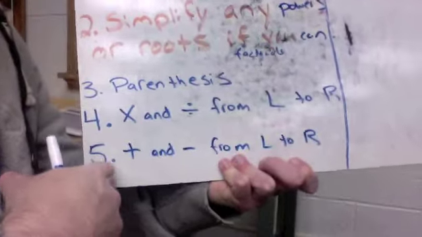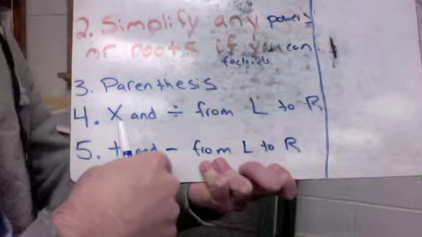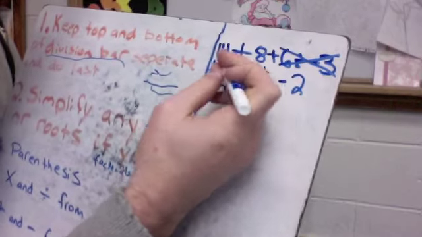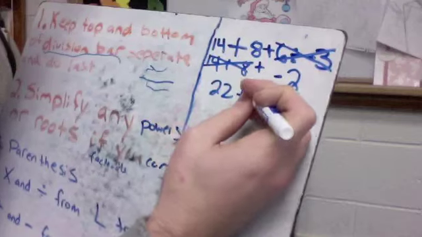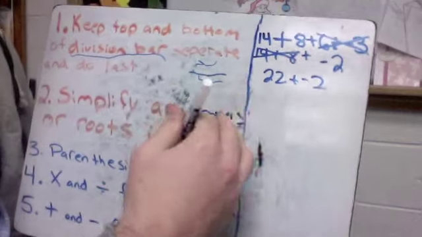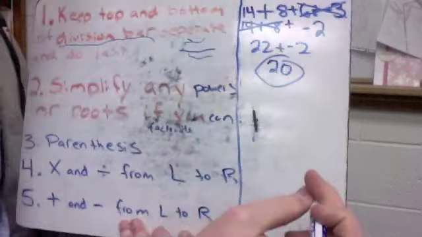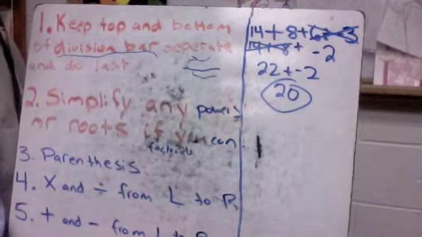Now, because we're on step 5, add, subtract, we just need to go from left to right. 14 plus 8 would be 22. I used that. Bring everything down. Plus negative 2. And then 22 plus negative 2, of course, would be positive 20. Positive 20 would be your answer for that one.